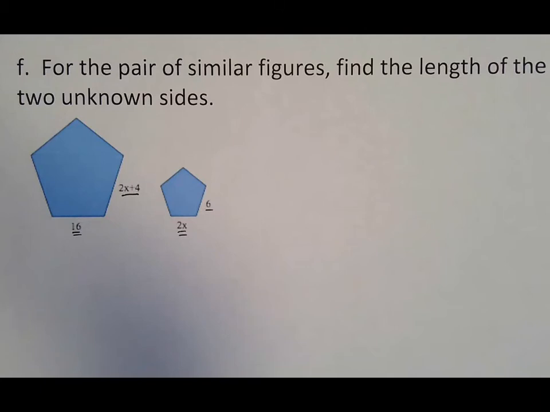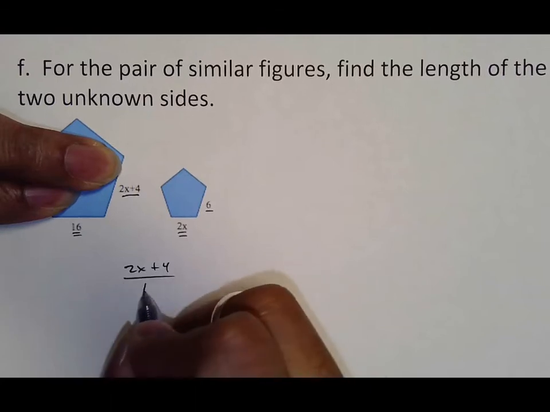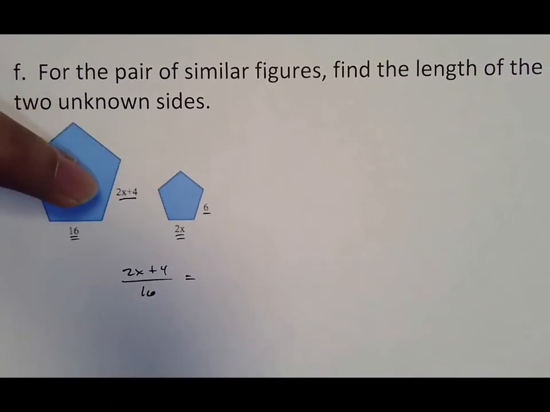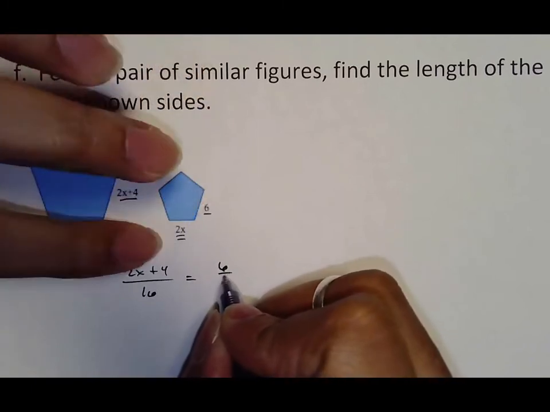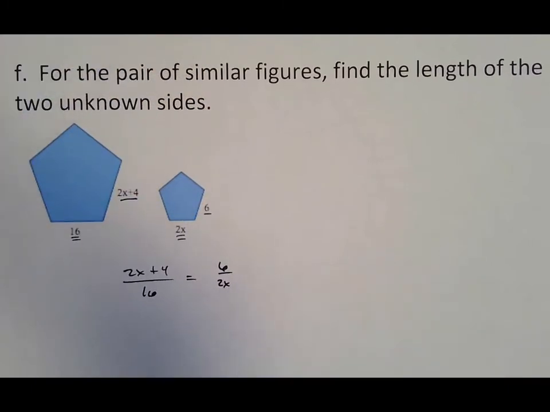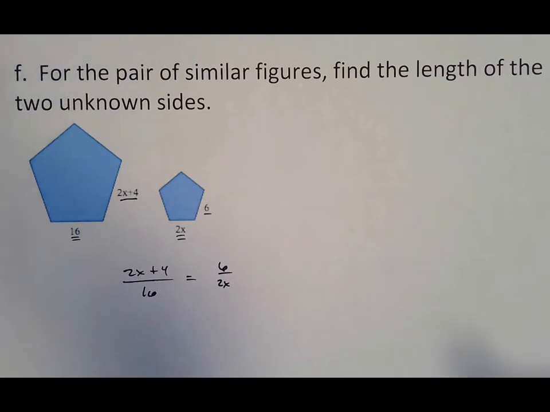So what I mean by that is, looking at this fraction, I would put 2x plus 4 over 16. But since 2x plus 4 is in the same location as 6, I want to make sure 6 is at the top of this fraction and 2x is at the bottom of that fraction. Because 16 and 2x are related, and 2x plus 4 and 6 are related. As long as you set it up like that, everything will be fine.